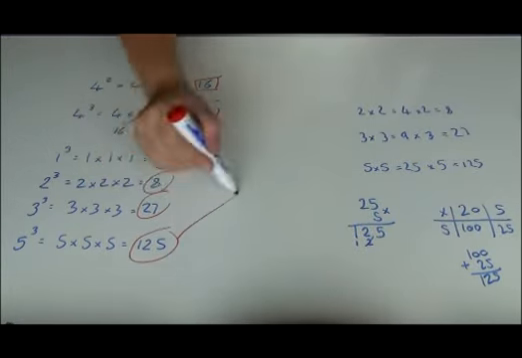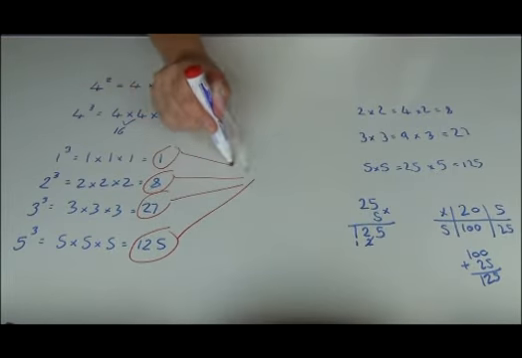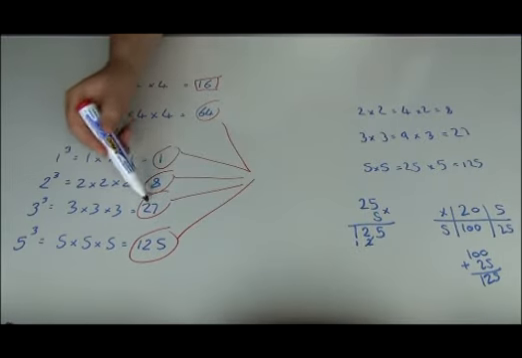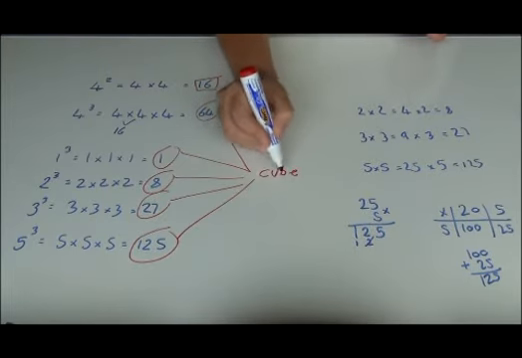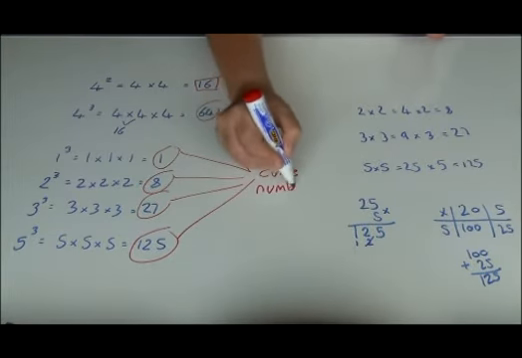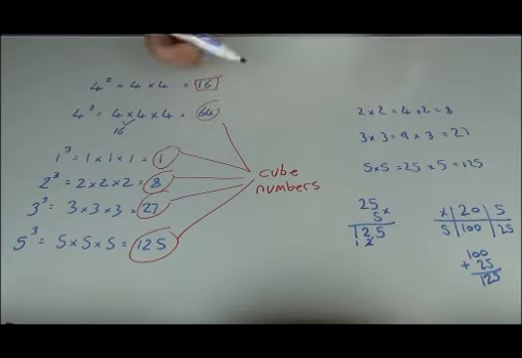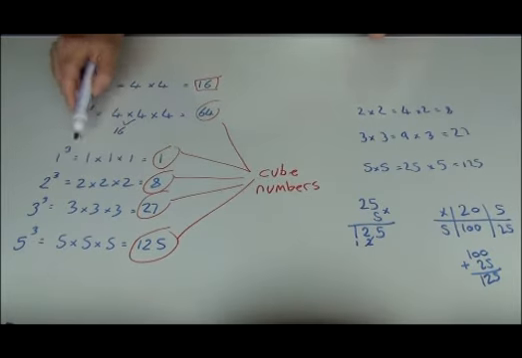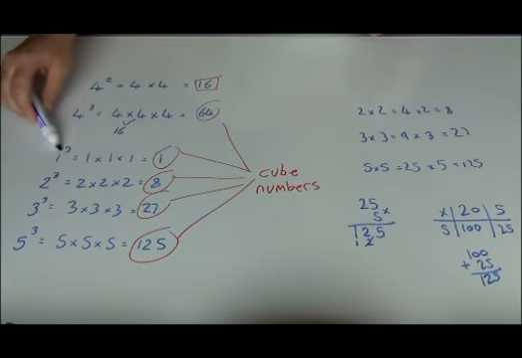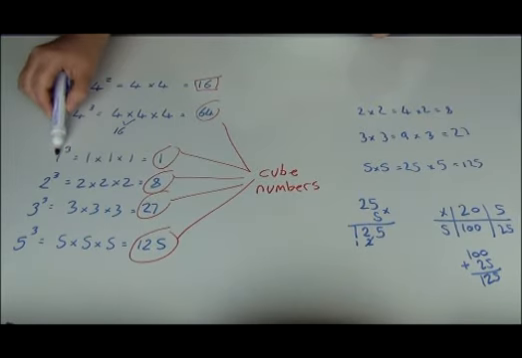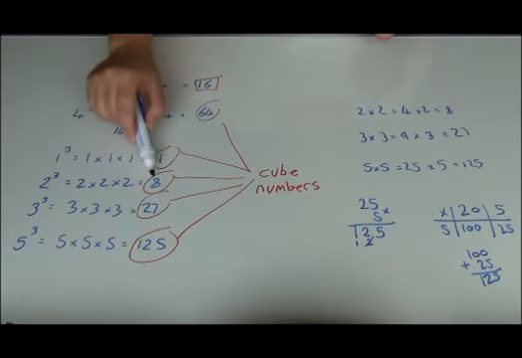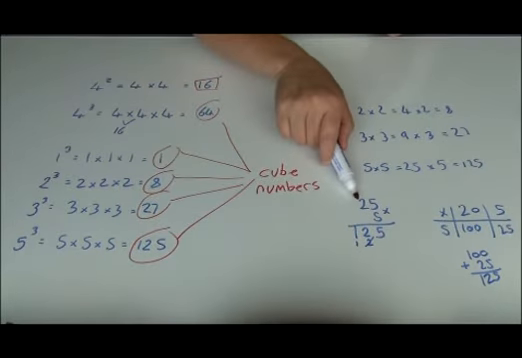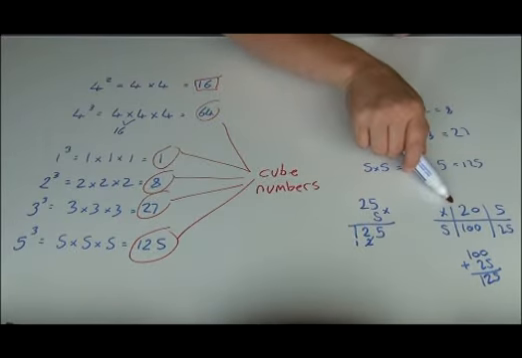So all of these numbers, 1, 8, 27, 64, 125, are classed as cube numbers. And again, it's your choice. You can either memorise them or you can understand how to work them out. When you see that little 3 up here, it means cubed. So you have to multiply that number by itself 3 times. And if you need to, use your long multiplication or your multiplication grid.